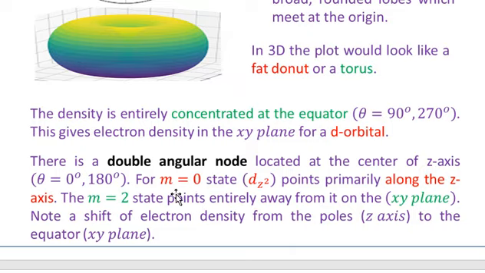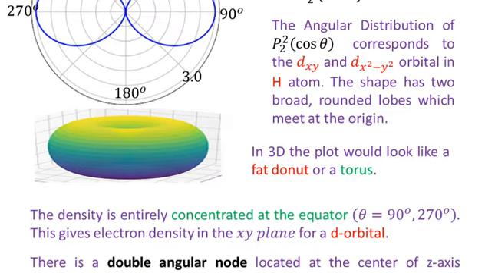And in the case of m is equal to plus minus 1, we have seen that our density lies in the xz plane or yz plane. And in the m is equal to plus minus 2 case, we have seen that the density lies on the equator plane. And the resulting orbitals, we have given them the name dxy orbital or the dx square minus y square orbitals.